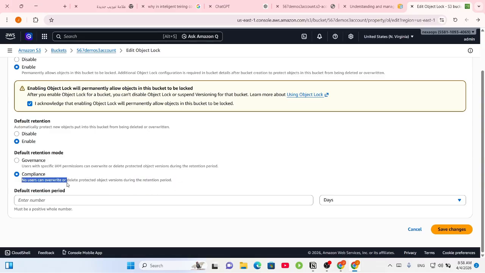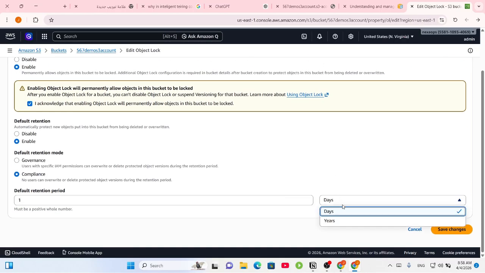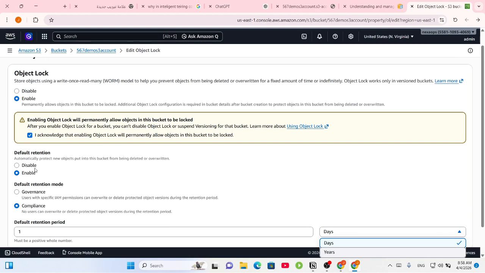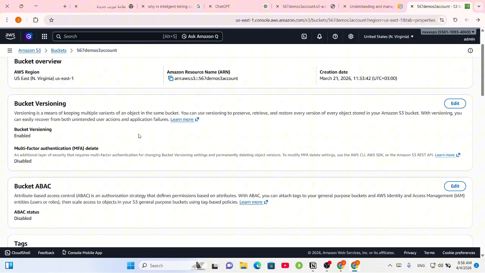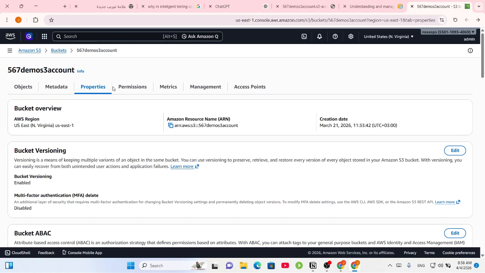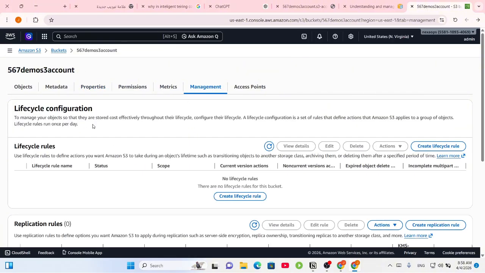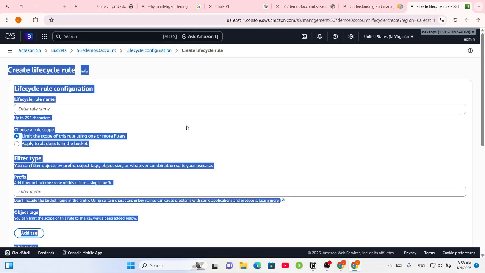Use compliance mode. Let's say 1 day, or 1 year or something like that. So you can enable that. Okay, you can save changes. That's all it takes. That's how you can do that. Very simple. And when we talk about lifecycle configuration, this is lifecycle configuration. You can create lifecycle configuration here.